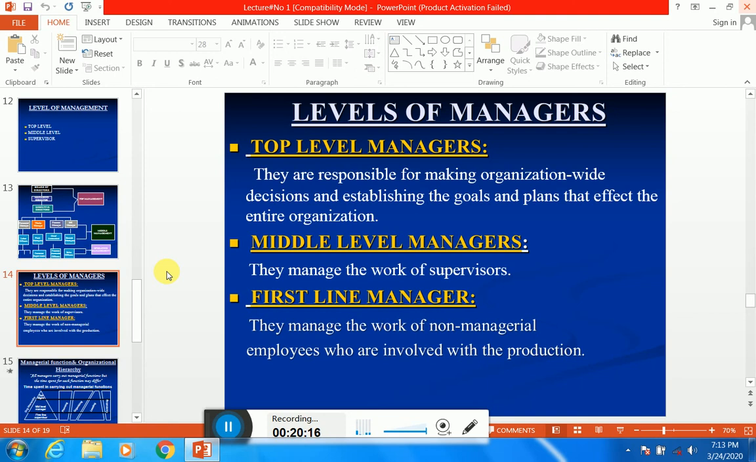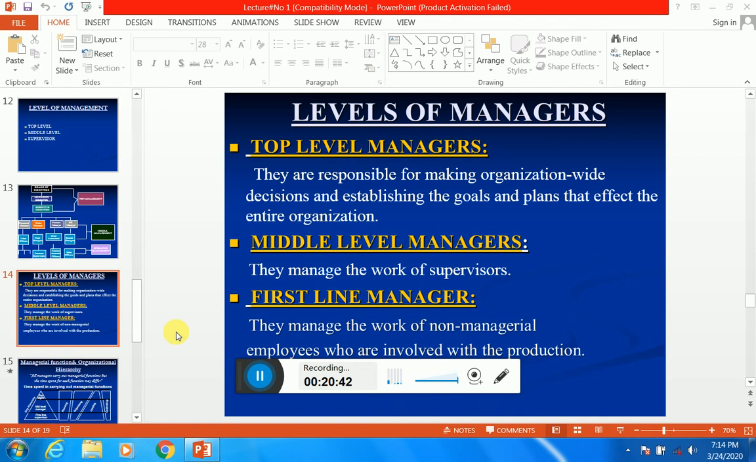Last is the first line manager, sometimes known as the supervisory manager. They manage the work of non-managerial employees who are involved with production. Simply stated, first line managers are the managers who supervise and coordinate the activities of your operating employees.